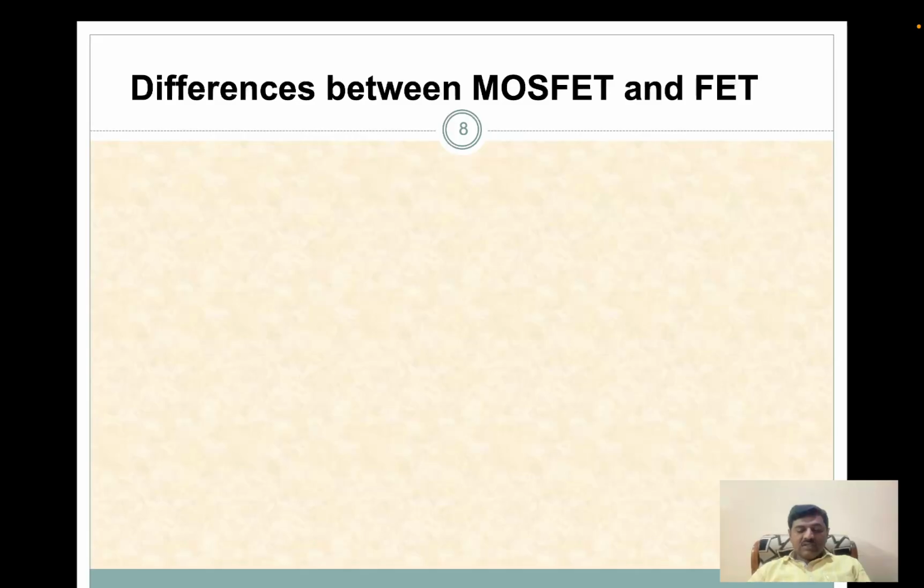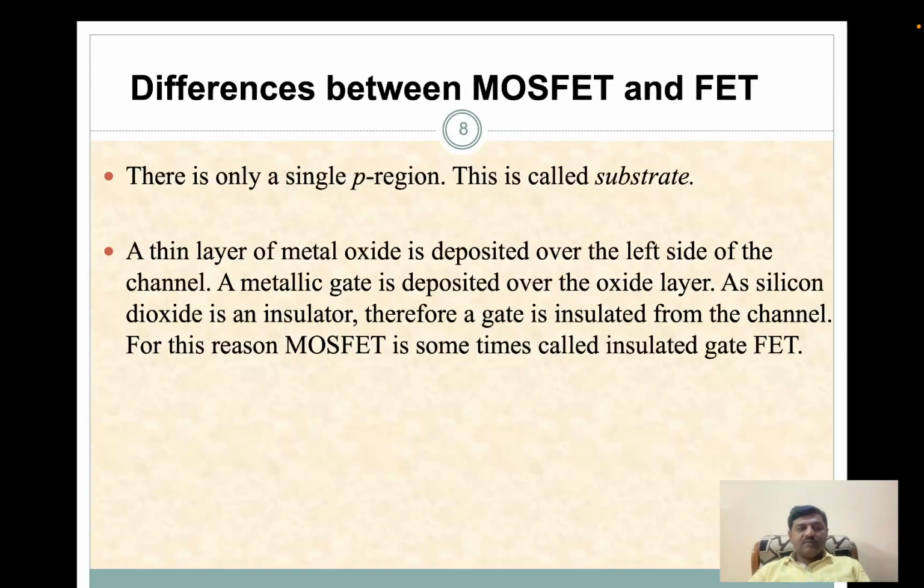Next, let us see the difference between a MOSFET and a FET. Here you will have only a single P region, and that we call a substrate. A thin layer of metal oxide is deposited on the channel, which we call an oxide layer, made up of silicon dioxide. As silicon dioxide is an insulator, the gate is insulated from the channel. For this reason, MOSFET is also sometimes called an IGFET, an insulated gate field effect transistor.